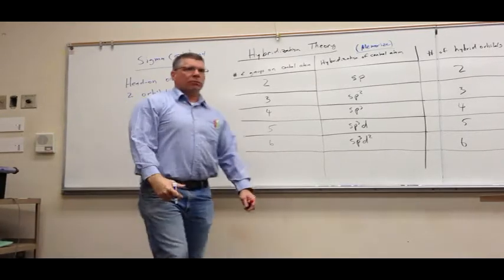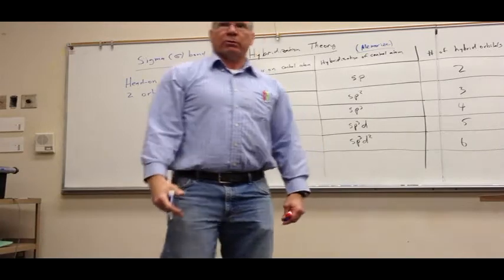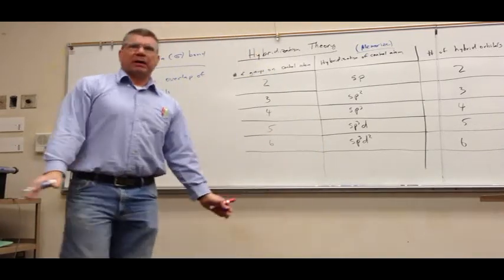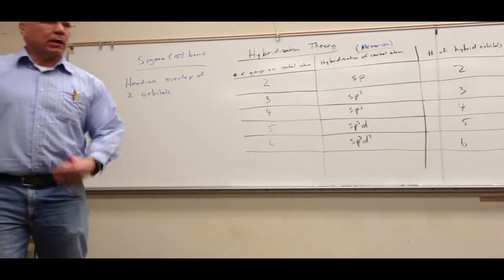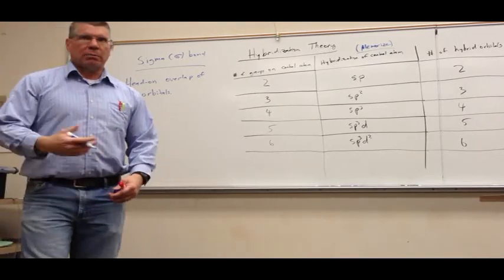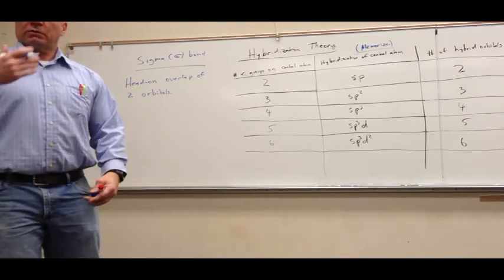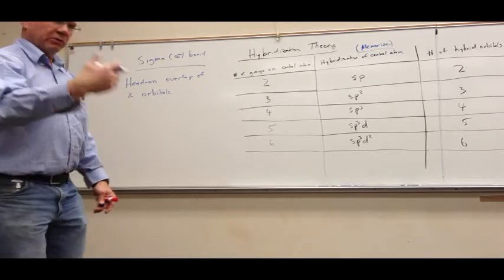A sigma bond is a head-on overlap of two orbitals. It could be any kind of orbital: s, p, d, sp3, sp3d, a hybrid orbital, an unhybridized orbital, doesn't matter. If it's head-on overlap, then it's a sigma bond.